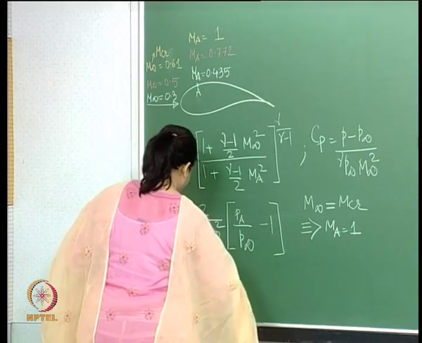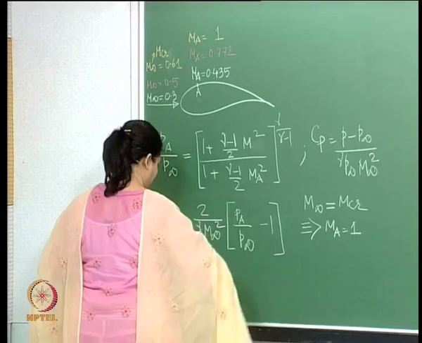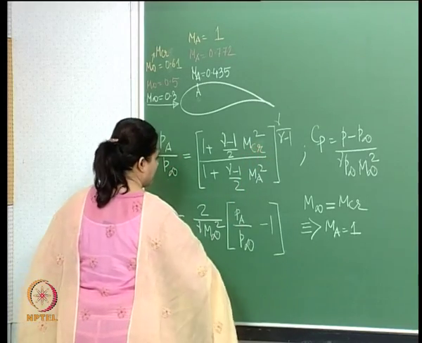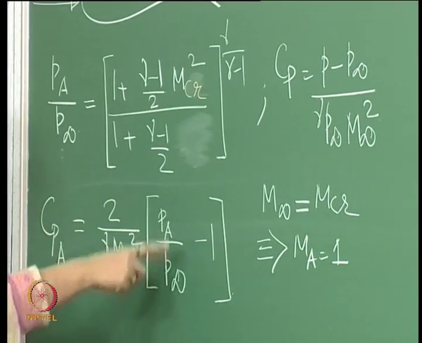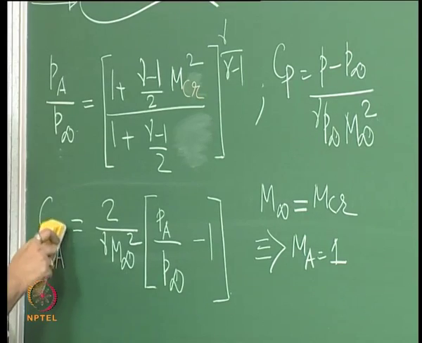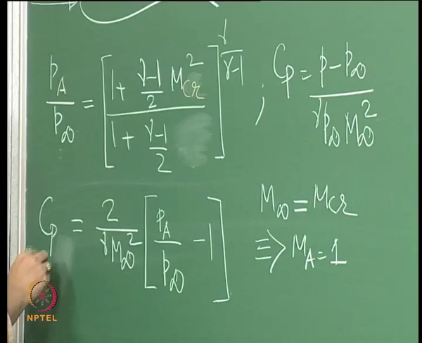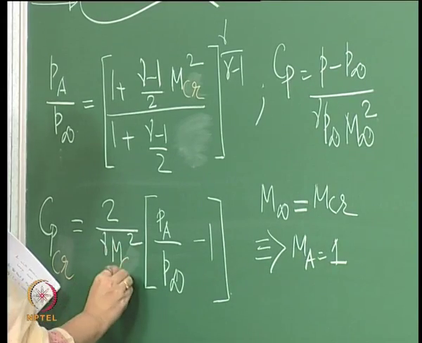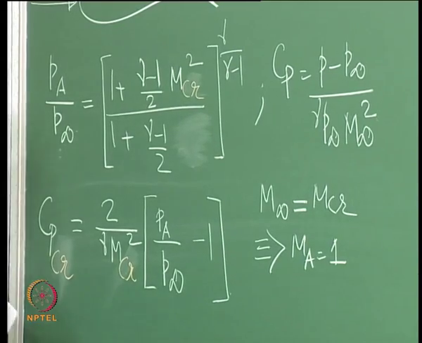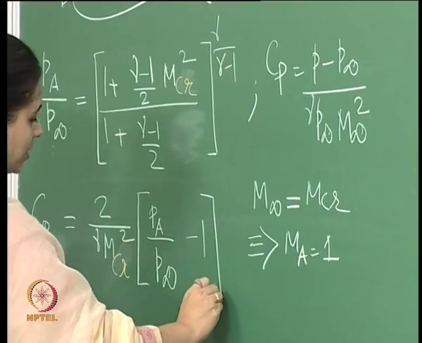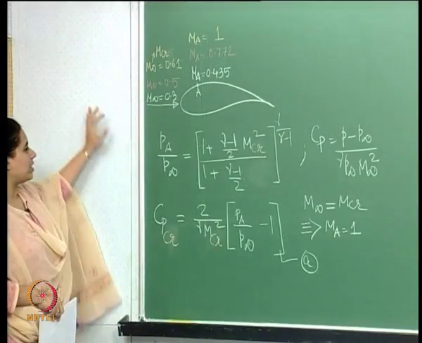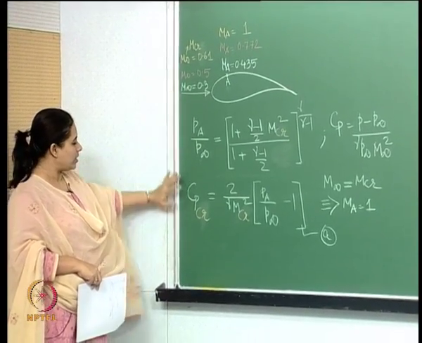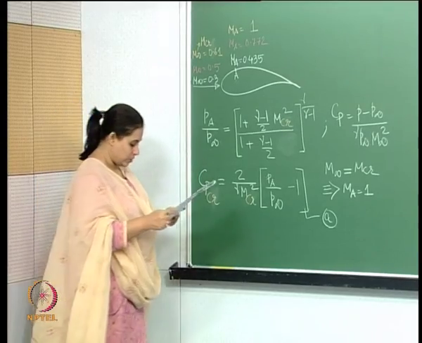so let us do that. Then P A essentially becomes this, with the critical Mach number. Correspondingly, we have this. Then also I can say at this point C P A is the critical coefficient of pressure. Let us call this expression C P critical. So this is what we basically mean by the critical Mach number and the corresponding critical coefficient of pressure.